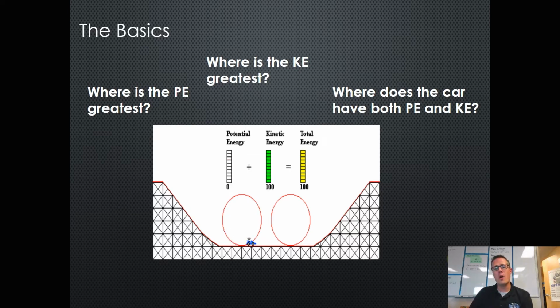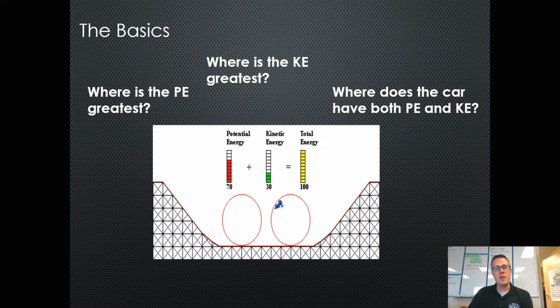Right now, I need you to watch the little race car as it goes through its loop-de-loop on the bottom of the screen. And on your paper, I need you to pause the video and draw an arrow for where the potential energy is the greatest, where the kinetic energy is the greatest, and where the car has both potential and kinetic energy.